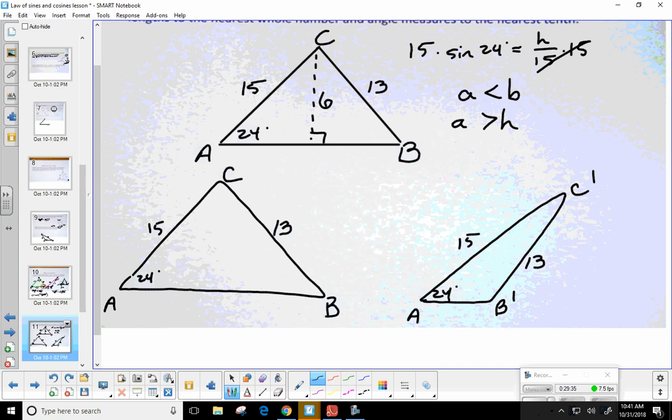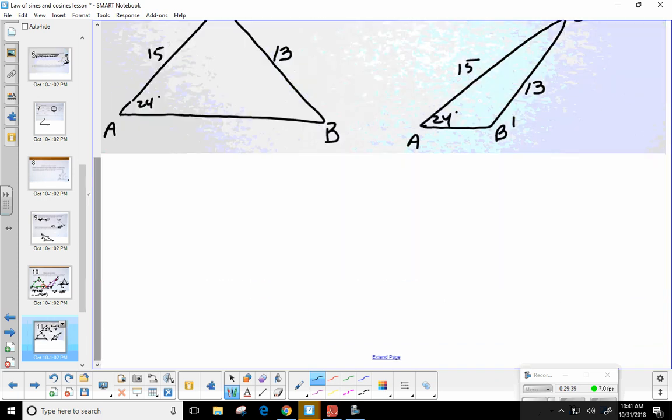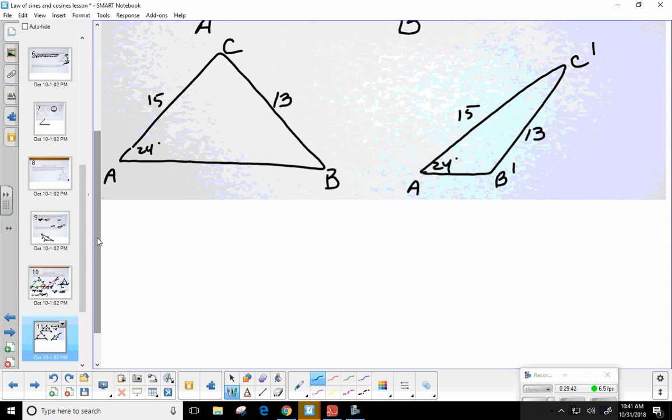Okay. What's the first thing I should solve for? I'd go for angle B. What proportion is going to help me do that? So let's see. Sine of 24 degrees over 13 equals sine of B over 15. Will I need to take the inverse? Yes.